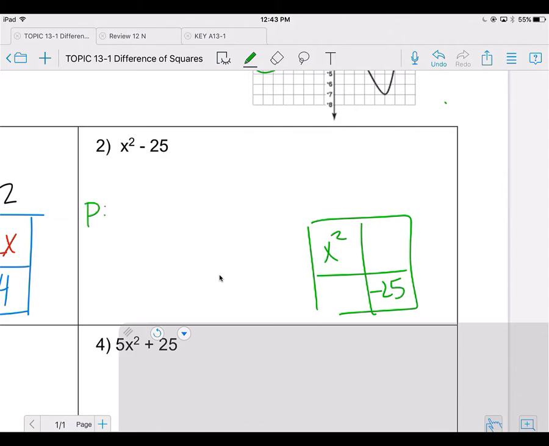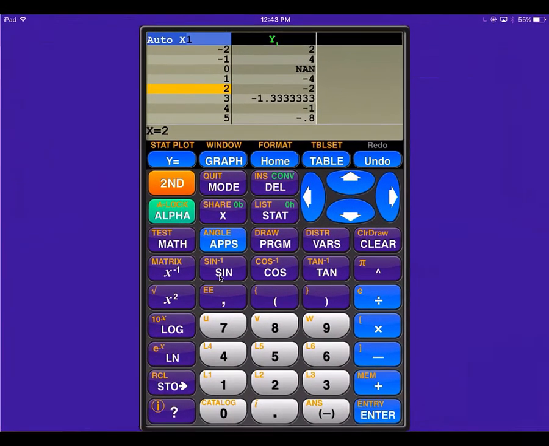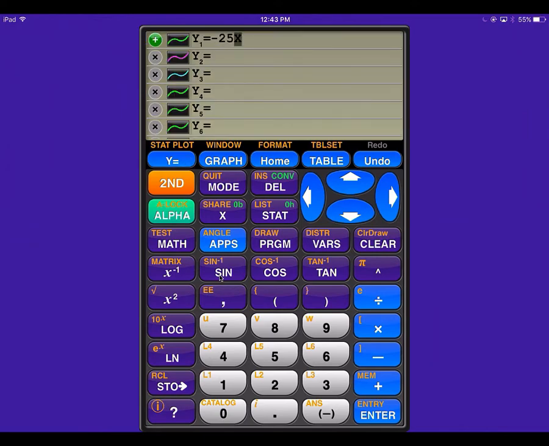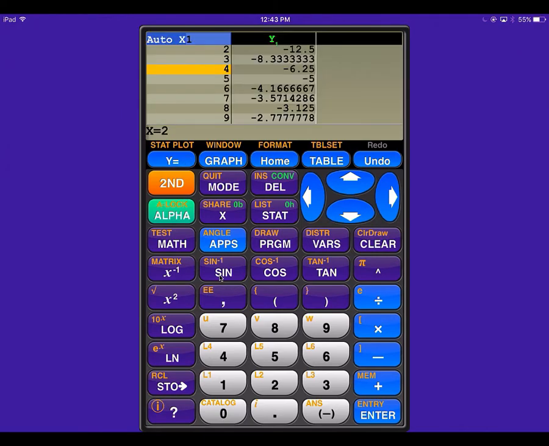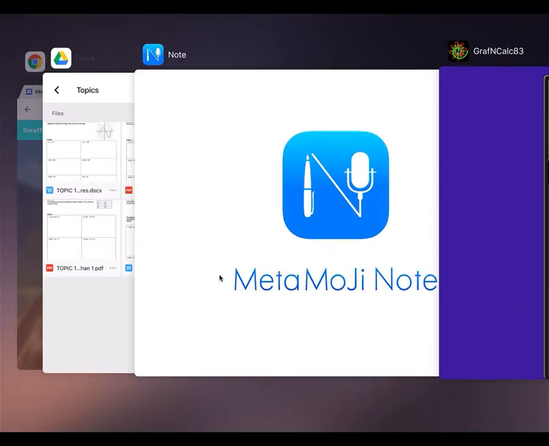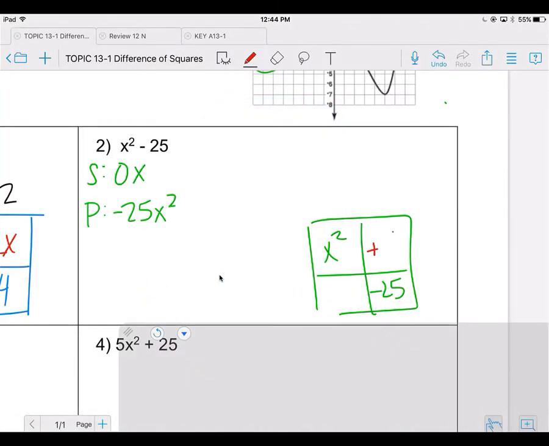My product is -25x squared because that's what I can immediately put in my box. There is no x listed, so my sum is 0. Again, I go to the calculator and put -25 divided by x into y equals, and look at my table. Again, I'm looking for two numbers that will cancel each other out because there's no x value. 5 and -5 will cancel out. So I have a 5 and a -5. Again, the order does not matter as long as you make one positive and one negative.